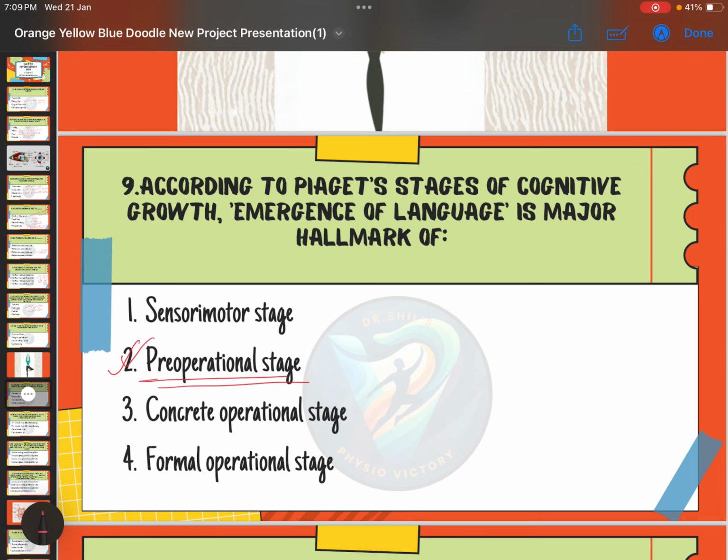According to Jean Piaget, cognitive development occurs in 4 stages. These are basically 4 stages. Sensory motor stage, age is, I will write age, and here are key features.